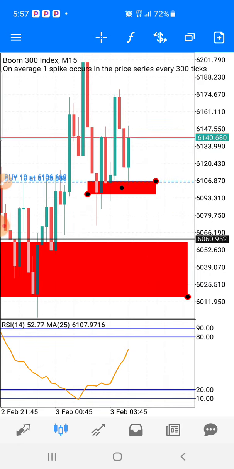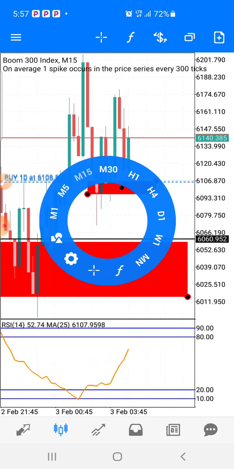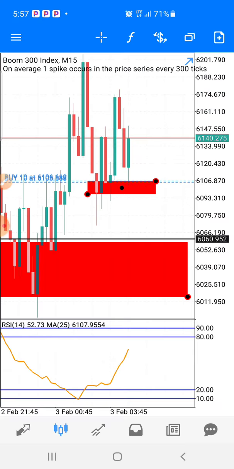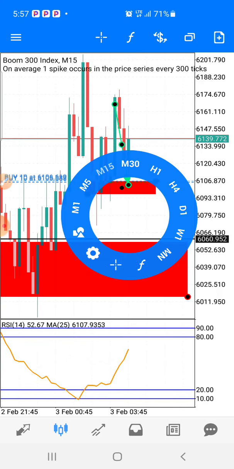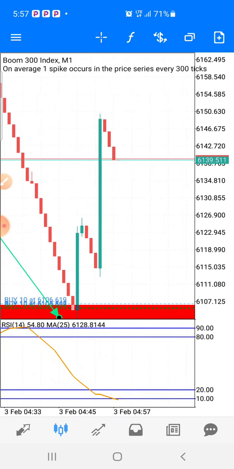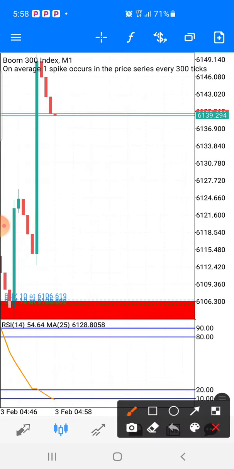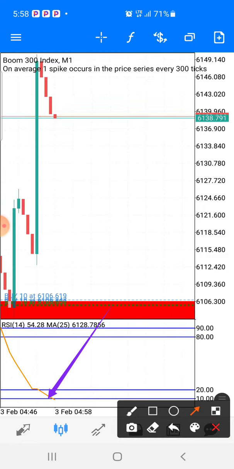Once I discover that the price is right back at the support level again, what I did is go down to a lower time frame, my entry time frame, which is the 1 minute time frame. Then I picture my indicator at the oversold region. Currently the indicator is still at the oversold region, so we're expecting more spikes.